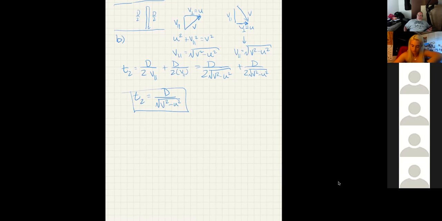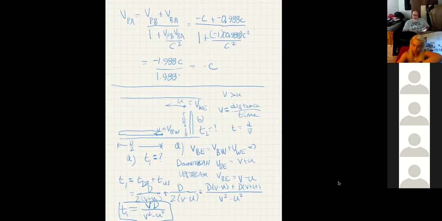Does that make sense to everyone? So the only reason why we had to change this one is because we had to account for the angle that the boat will be going at. Are we assuming that the stream is going to the left? Yes, we drew that in the previous diagram. See right here. That U right there is suggesting that the stream is running from right to left.